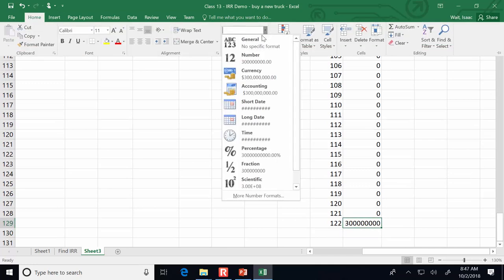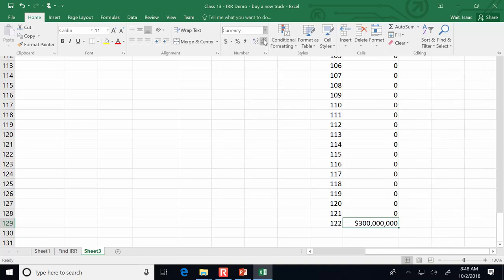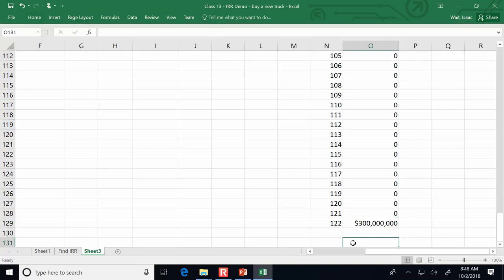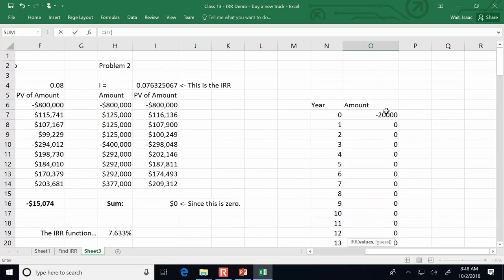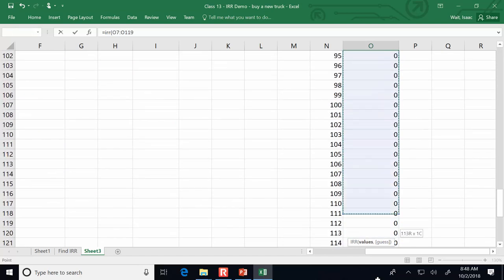That's one of the reasons why I prefer to have currency instead of general. With general, the commas aren't there. If you've got currency, then the commas help you to see that you did it right. So 300 million. Okay, so then I'm just going to do the IRR function. IRR equals IRR, and then we have to have all of these amounts.